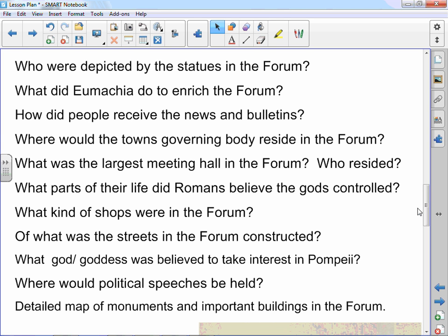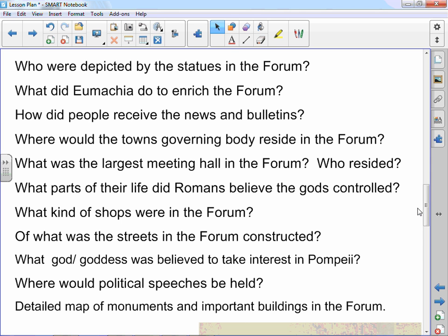Who were depicted by the statues in the forums? Your answer is, and my answer is, the famous citizens. What did Eumachia do to enrich the forum? Mine is that she poured money into it, especially for the cloth workers union. How did people receive the news and bulletins? They would have been on bulletin boards, the white wall boards that they would have written messages on.